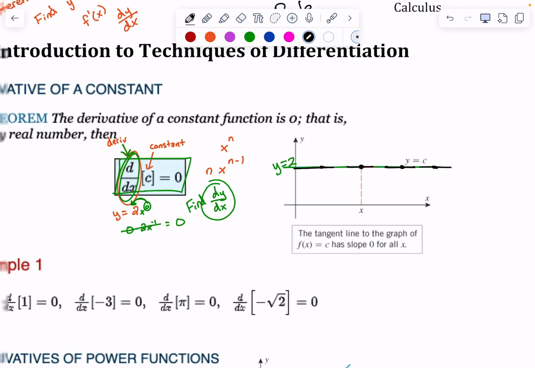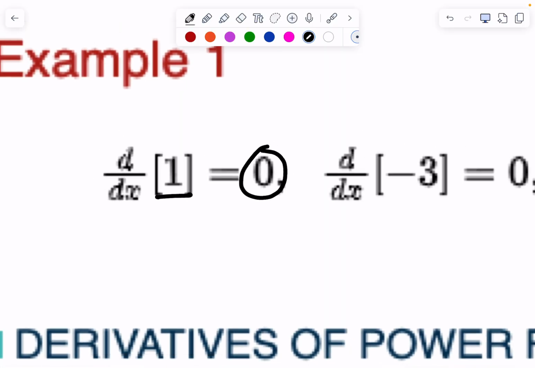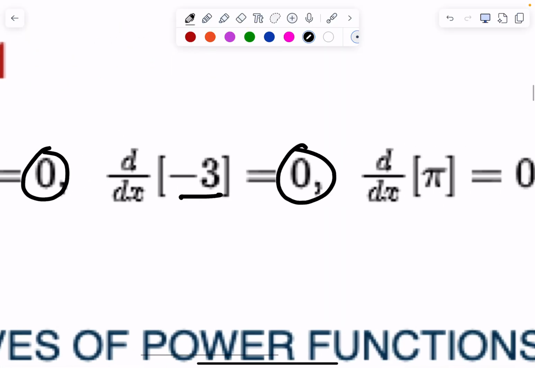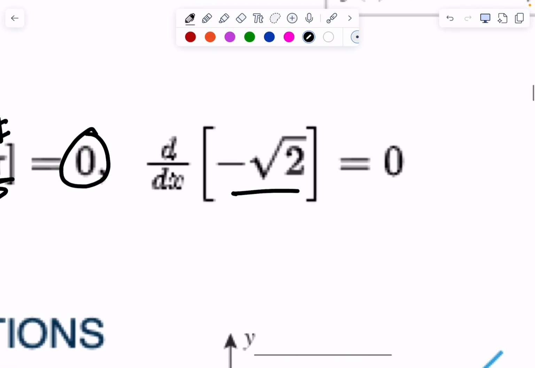Got it? Okay, so example 1, the derivative of 1 is 0. The derivative of negative 3 is 0. The derivative of pi is 0 because pi is a number, not a variable, right? Okay? The derivative of negative square root of 2 is 0. No matter what, that number is going to go away and be 0.